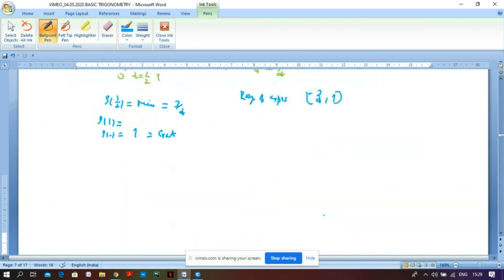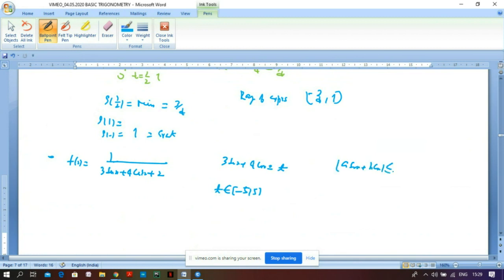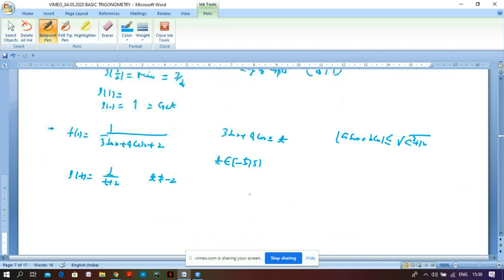Let's take another example, that f of x is 1 over 3 sin x plus 4 cos x plus 2. Again, let me write 3 sin x plus 4 cos x equal to t. Then I know that t belongs to minus 5 to 5, because we know that mod of a sin x plus b cos x is less than or equal to root of a square plus b square. So now I get this g of t as 1 by t plus 2. And of course, t is not minus 2, which is an element here.